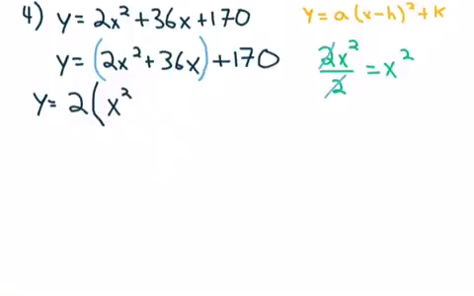Yeah, so it's the same as before. Since we're factoring out a 2, we need to divide 36x by 2 to find out what goes here. So I'll write this over on the side. I'll do 36x, we divide it by 2.